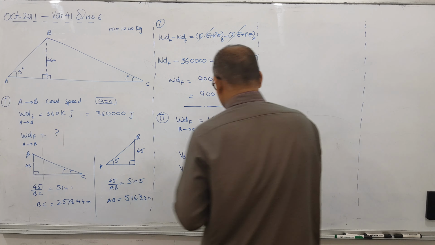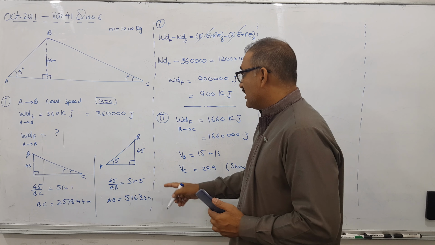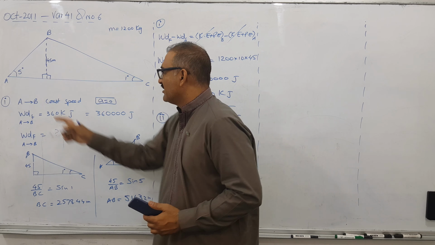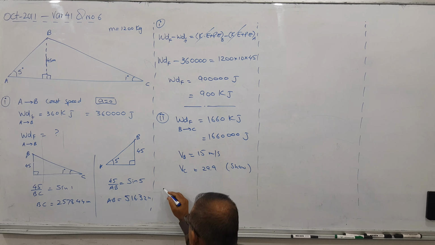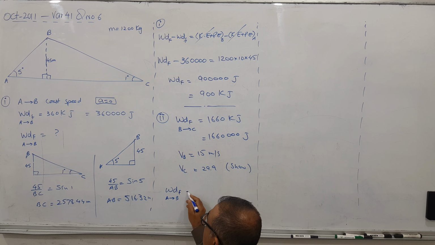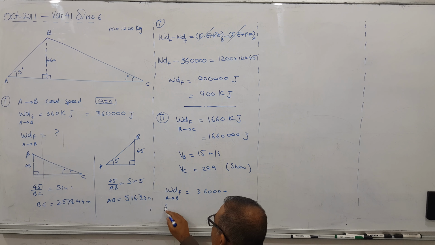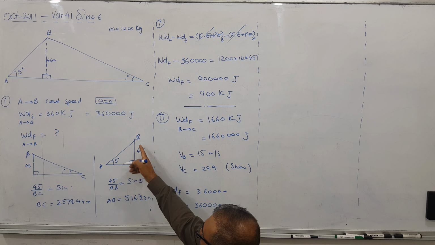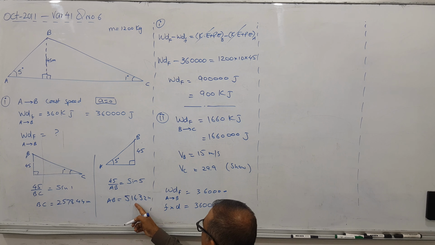How does it help us? Because part number 2, if you look carefully, what is the work done there by the friction force? We know it. The work done by friction force from A to B is 3, 6, and 4 zeros. But this is friction force into distance, the distance for the smaller path AB. This is AB.